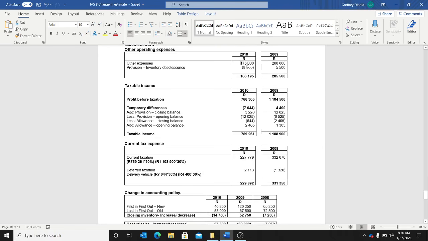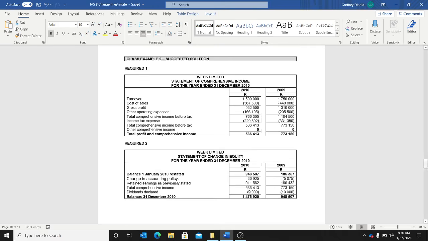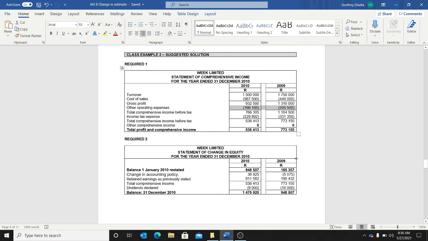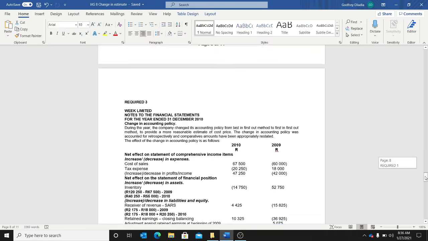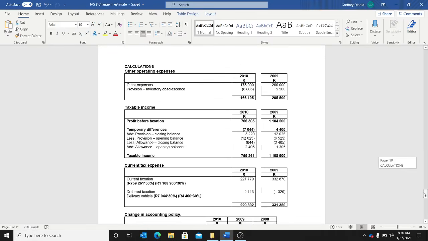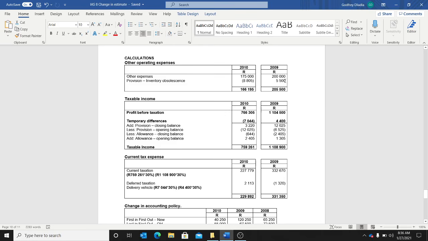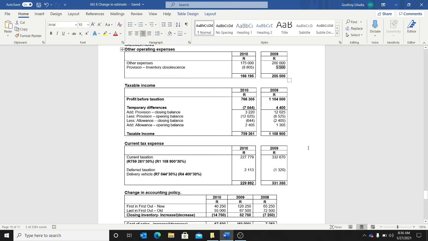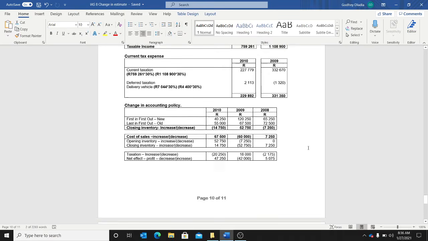Here, we adjust this amount by 8805 to give us these new amounts here. So you'll see these two amounts are then reflected here. Okay, so if you analyze this, you will realize that if you adjust, for example here in 2009, if you increase an expense, the profit will decrease and the tax must decrease by the same amount of 1650. So it should do that by 1650.